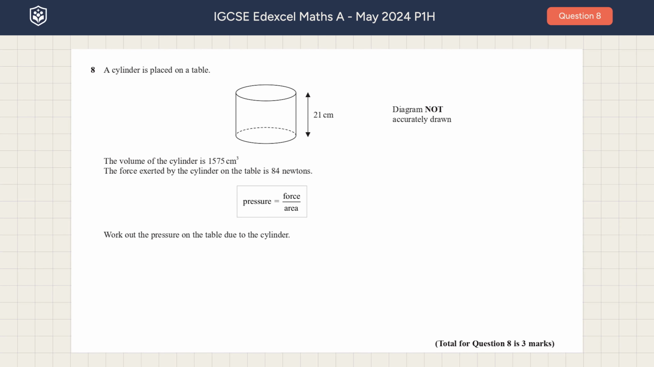Moving on to question 8, we are shown a cylinder and given the height of the cylinder, the volume of the cylinder, and the force exerted on the table by the cylinder. We are then asked to find the pressure on the table due to the cylinder. We can do this by utilizing the equation given. We already have the force, so we just need to find the area.